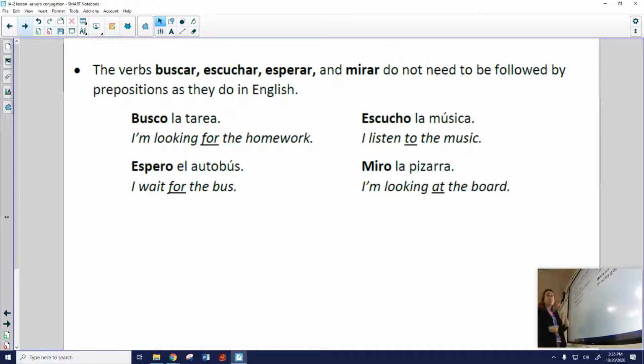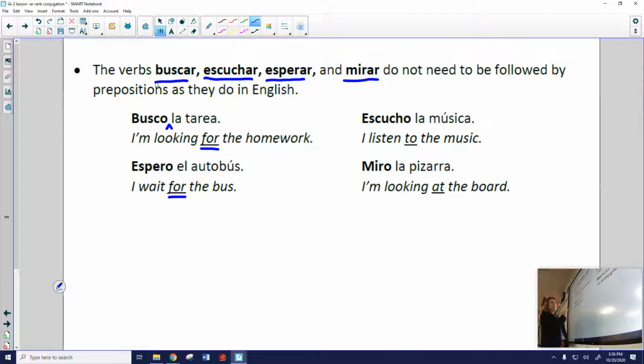Hoy hablamos de verbos AR. Nota, the verbs buscar, escuchar, esperar, mirar do not need to be followed by prepositions like they do in English. In English, I'm looking for the homework. En español, busco la tarea. You don't need a word for for.